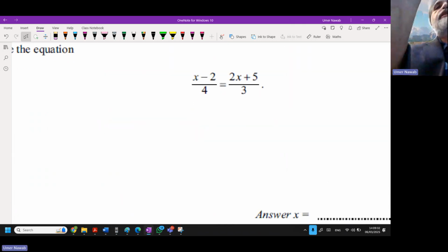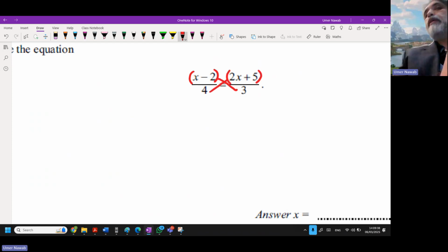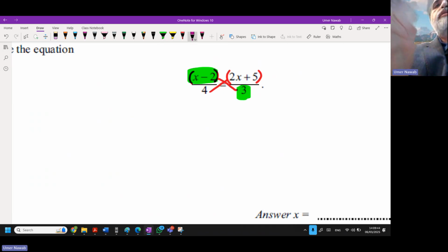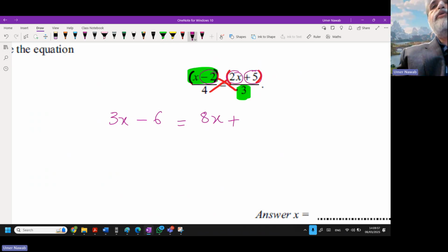Next question, boys, you can see x minus 2 is going to multiply with the 3. 2x plus 5 is going to multiply with the 4. So let's do this one first. x minus 2 is multiplying with 3. So x multiplied with the 3, it is 3x. And -2 multiplied with the 3 gives you -6. And on this side, 2x multiplied with the 4, it is 8x. And plus 5 multiplied with the 4 will give you 20.